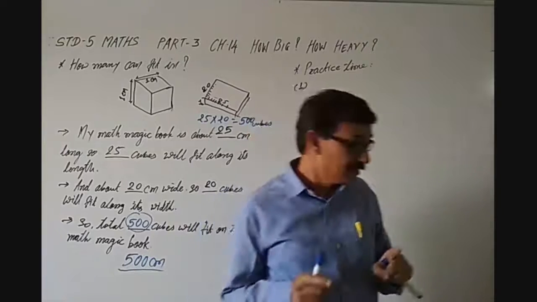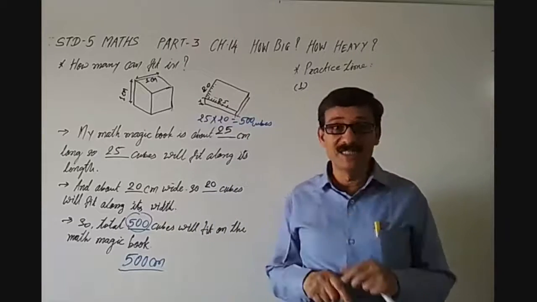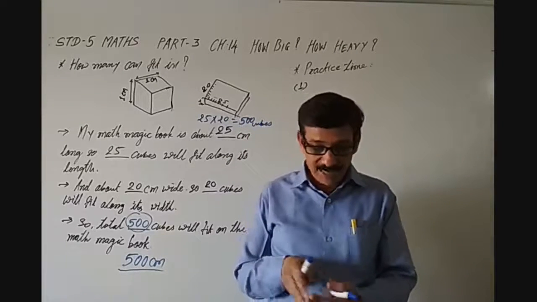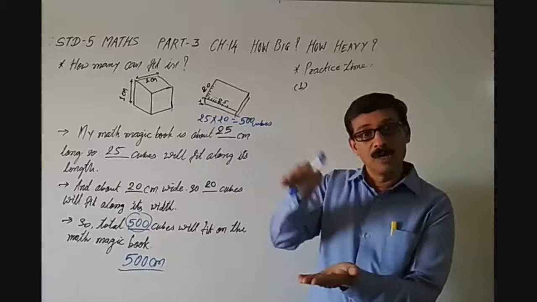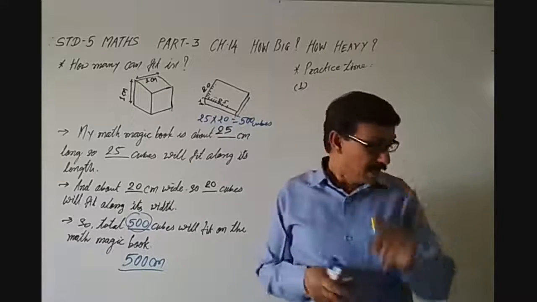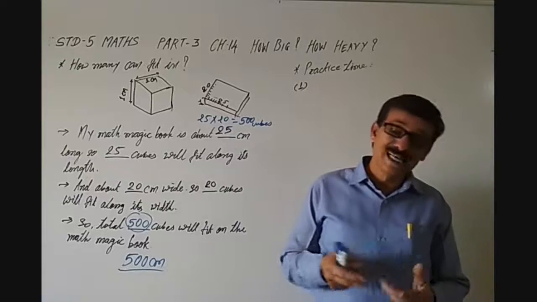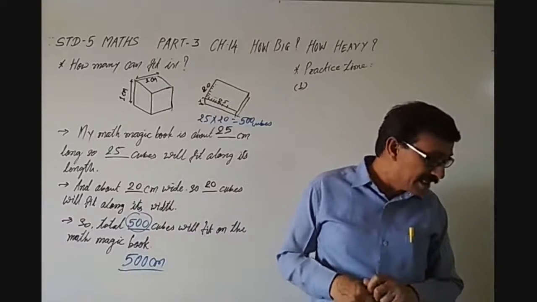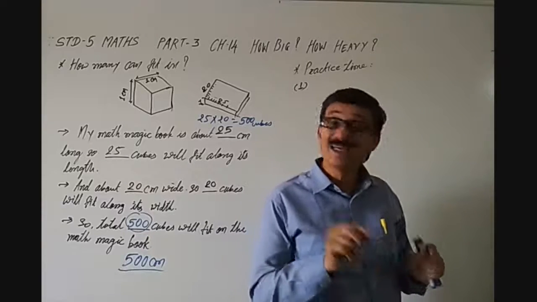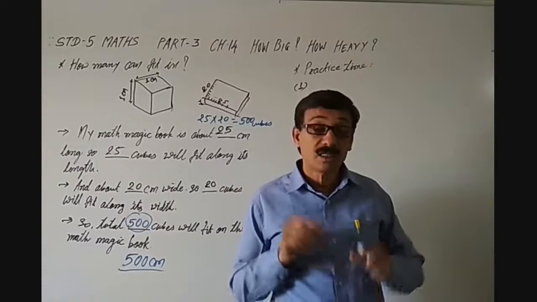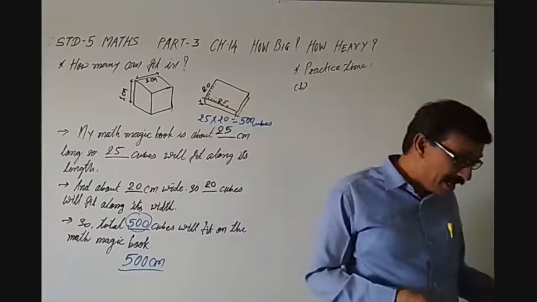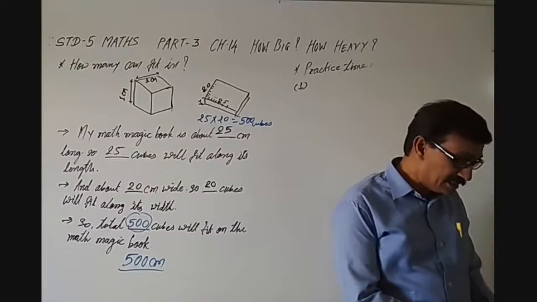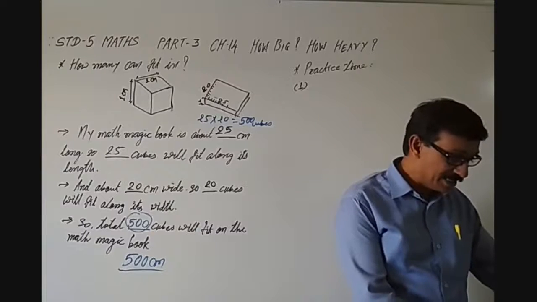A platform is made with 5 mathematics books. We discussed one mathematics book. Now, if we keep 5 mathematics books one above the other, a stage or platform is made with 5 mathematics books. The volume of this stage is the same as blank centimeter cubes.